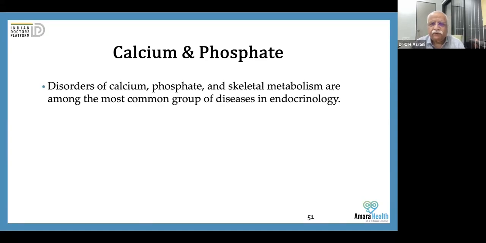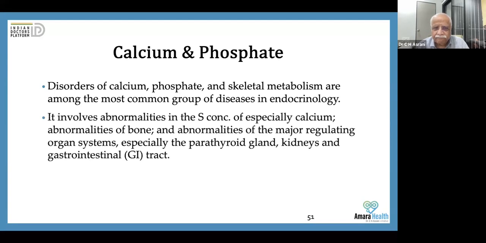Disorders of calcium, phosphate, and bony metabolism are among the most common diseases in endocrinology, other than diabetes and thyroid. Involves abnormalities in serum concentration, especially of calcium, abnormalities of bone. It causes bone abnormalities and abnormalities of major regulating organ systems like parathyroid, kidney, and GI tract.